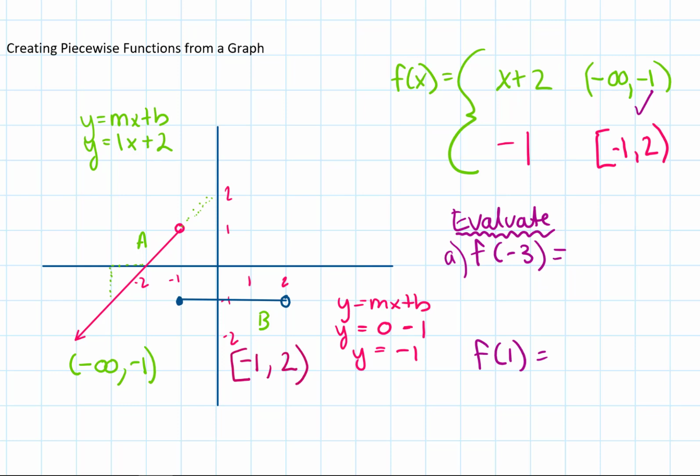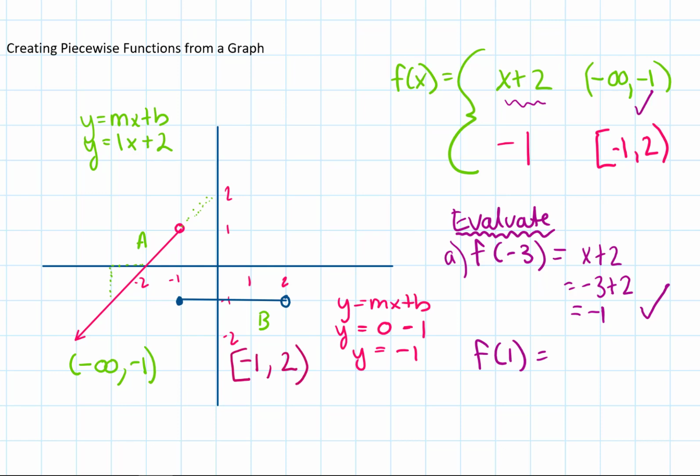So that means I'm going to plug it only into the top equation, which is x plus 2. So -3 plus 2 simplifies to be -1. We can even check our work over on the graph. If I go to x is equal to -3, we do have a point at -1. And we're done. We only have one answer.